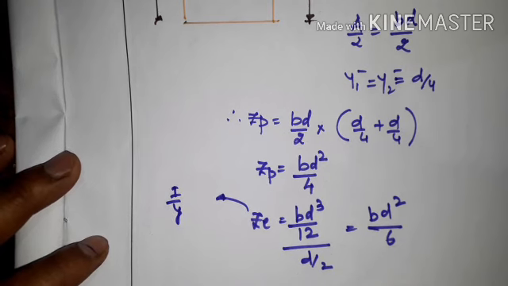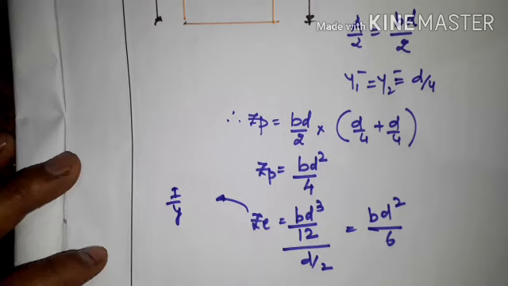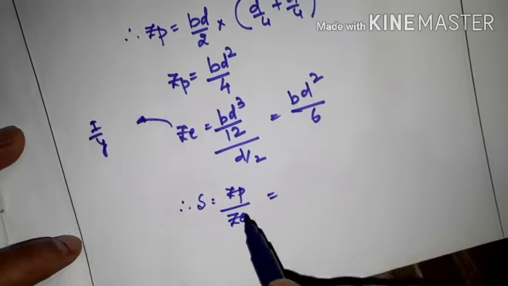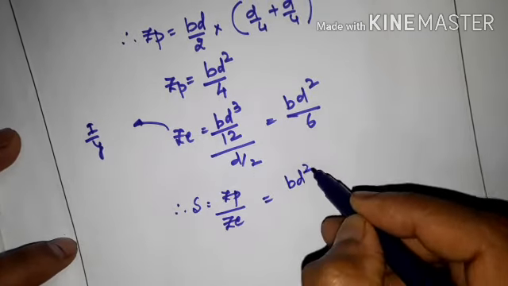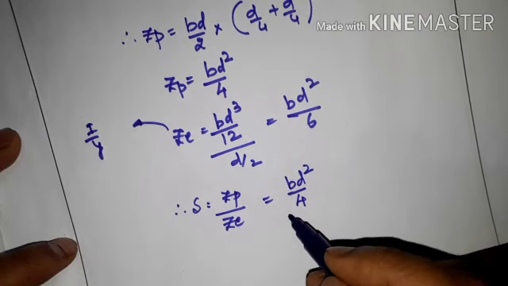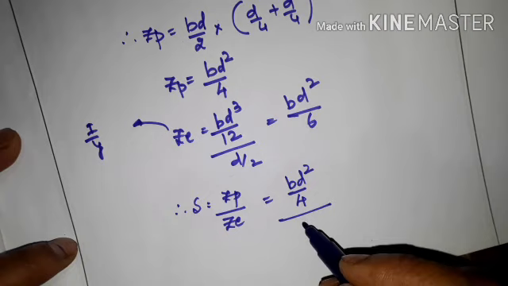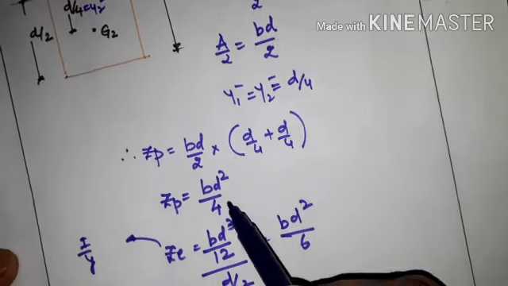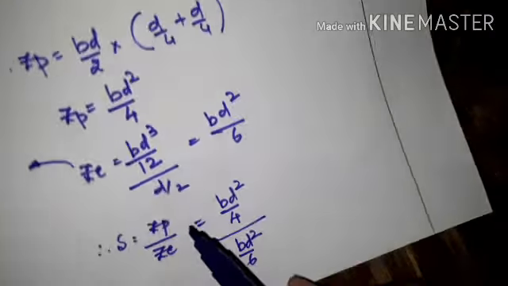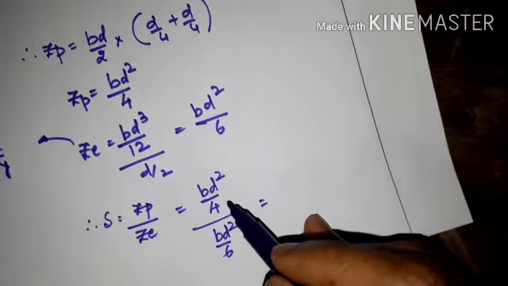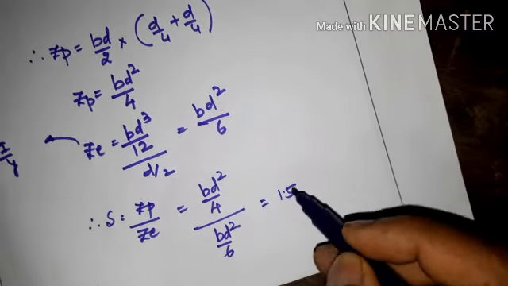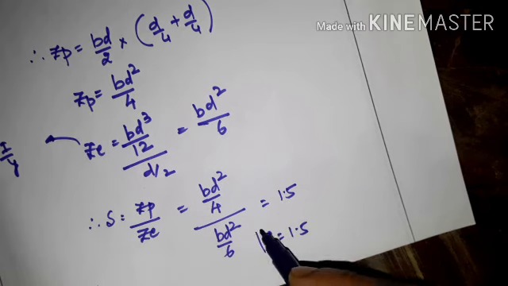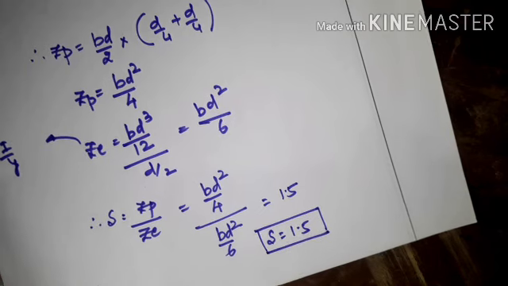Therefore S is equal to ZP by ZE, where ZP is bd square by 4 and ZE is bd square by 6. From this we will get 1.5. So I'll write here, shape factor is equal to 1.5. For a rectangular section the shape factor is 1.5.